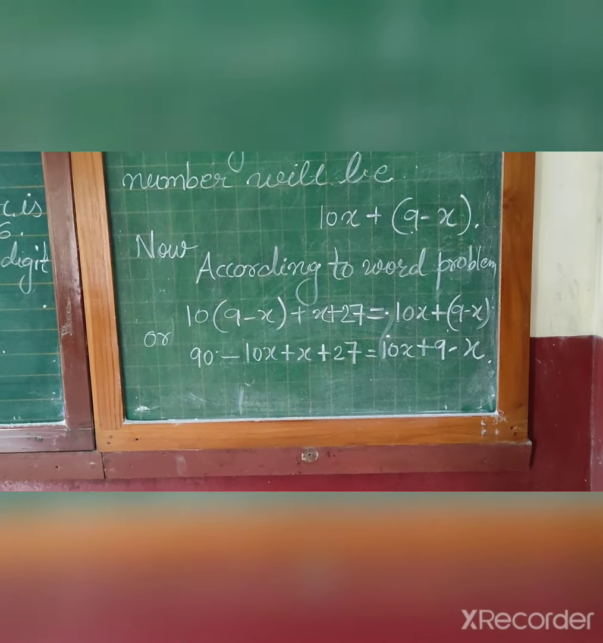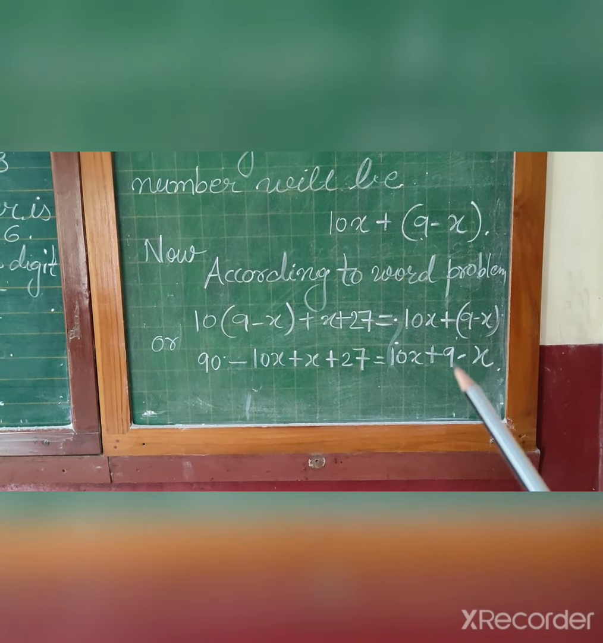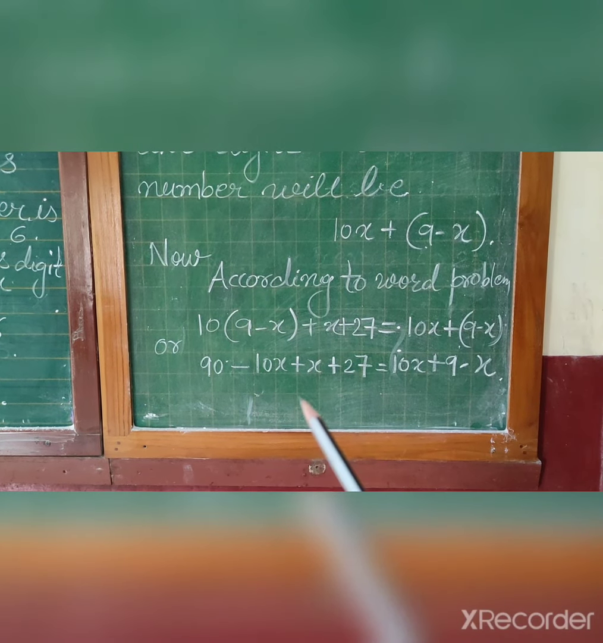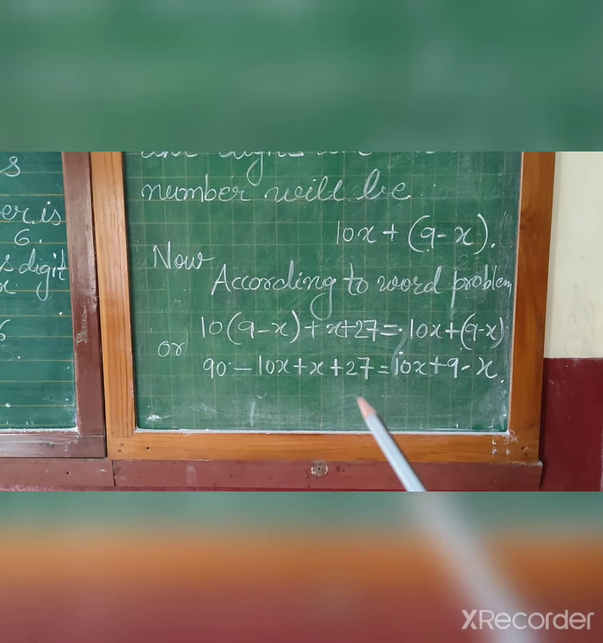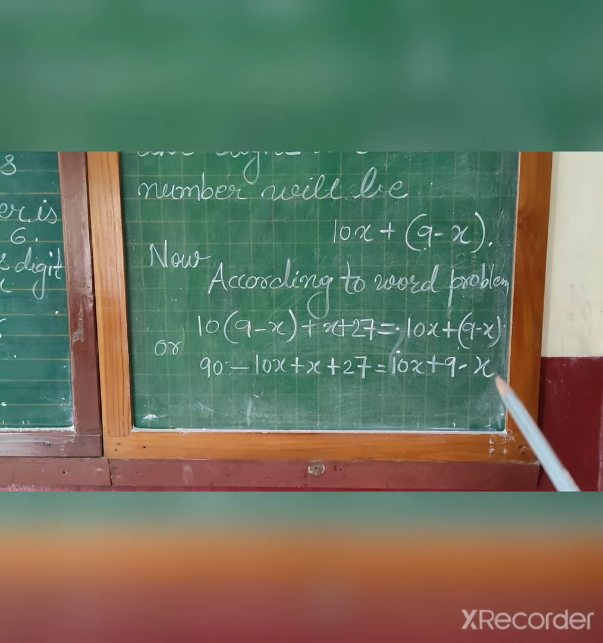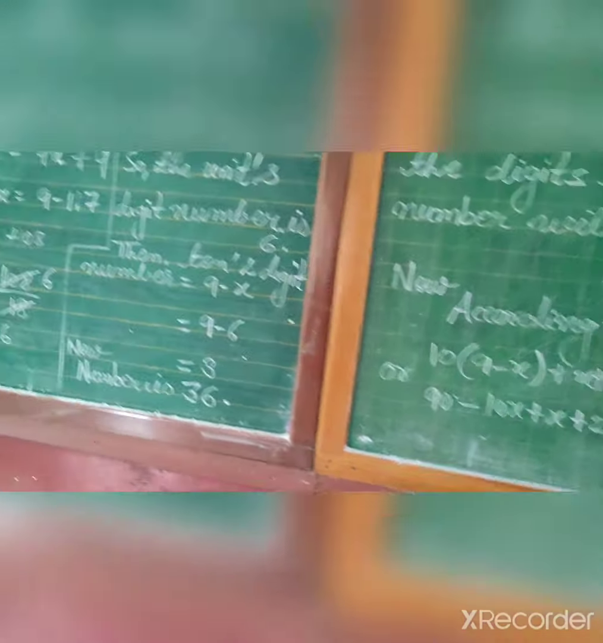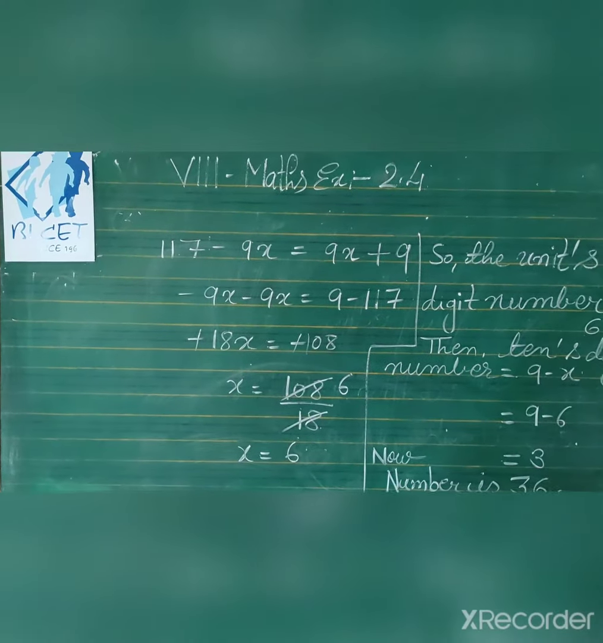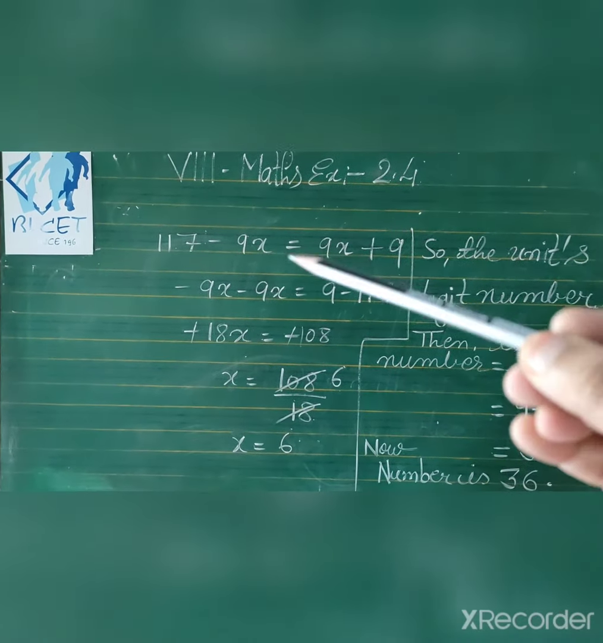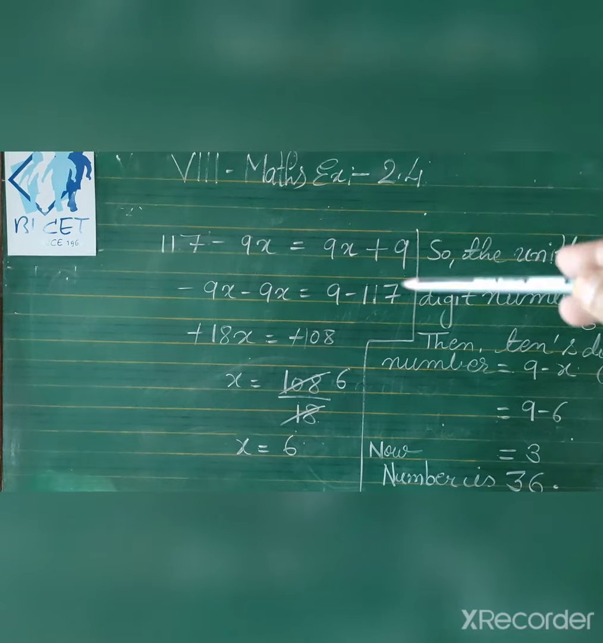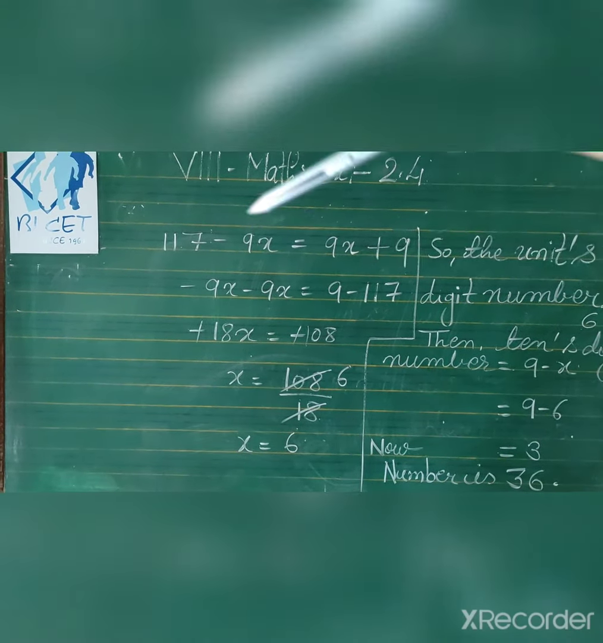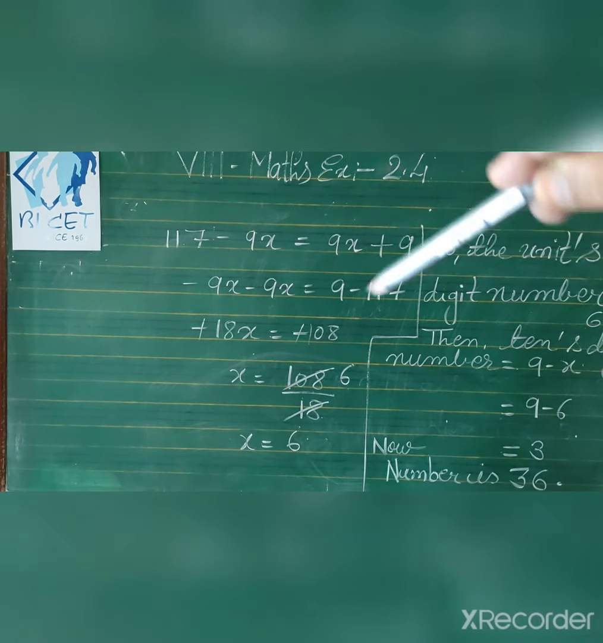Now you can see 90 plus 27 minus 10x, x minus 9x, and 90 plus 27, 117 equal to 10x minus x, 9x plus 9. So the next step will be 117 minus 9x is equal to 9x plus 9 minus 9x. Here, the opposite side of the equal sign gets minus 9x, the equal sign stays as it is, and 9 stays as it is, minus 117.